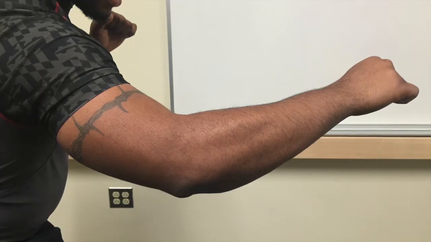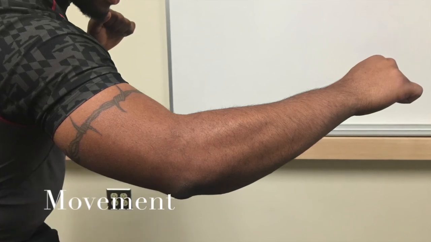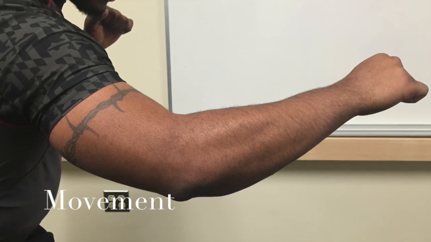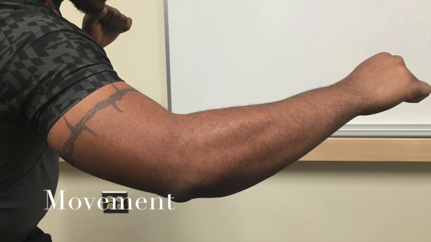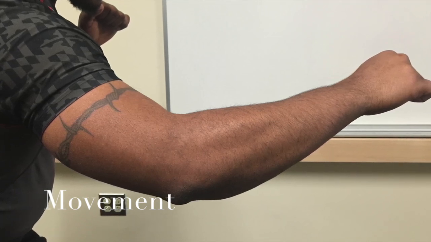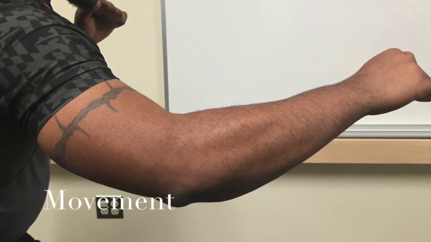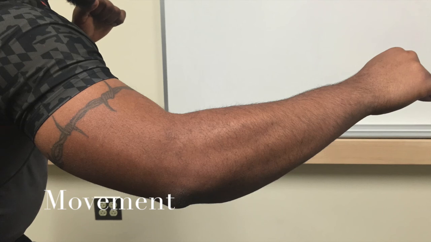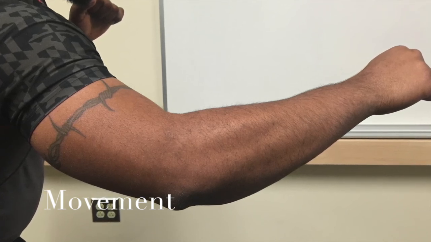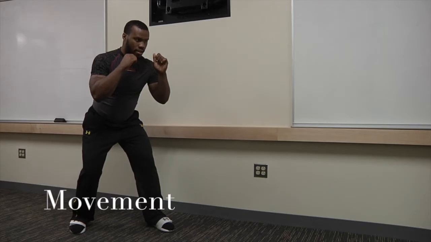Movement. Right side. The glenohumeral, the action is flexion and adduction. The agonists are coracobrachialis, upper pectoralis major, anterior deltoid, supraspinatus, and all of the deltoid. The antagonists are the subscapularis, posterior deltoid, lower pectoralis major, teres major, and latissimus dorsi.